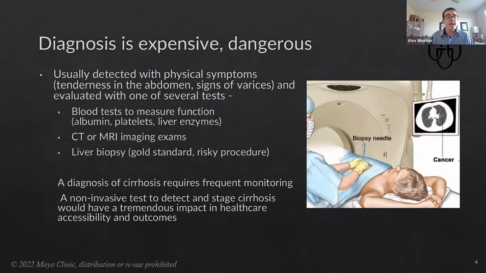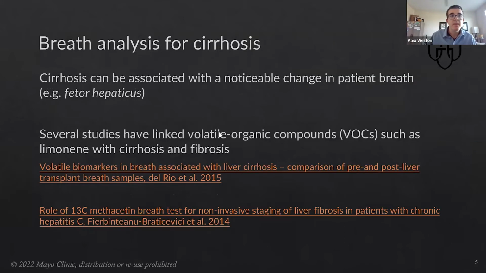So these patients are having these tests done year after year at significant cost and sometimes danger to the patient. If we had a non-invasive test that could detect and stage cirrhosis, this would have a tremendous impact both in the accessibility of healthcare and in improving patient outcomes. As in many of the talks that we've seen over the last 2 days, cirrhosis is known to be associated with changes in metabolites in the bloodstream that are excreted through the breath. And actually, potentially the link with liver disease is even stronger than with other conditions.